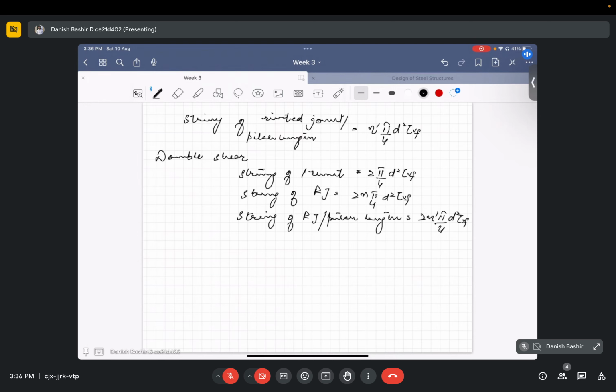So we saw it in shear. Similarly, we have to see it in bearing. So the strength of rivet in bearing is second.